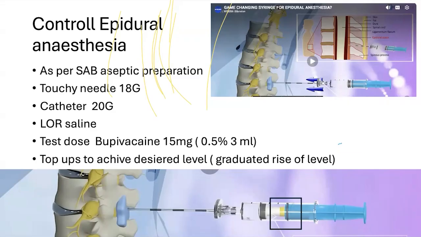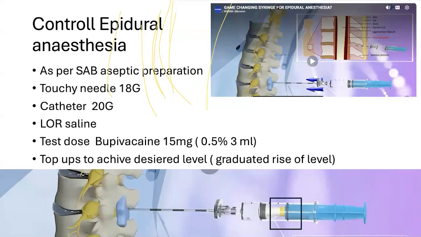We use a Tuohy needle 18 gauge and a catheter 20 gauge. Loss of resistance we do with saline and air, but right now we do it with only saline because air is not sterile. So saline is the recommended way of getting the loss of resistance. And a test dose of bupivacaine 15 milligrams, that is 0.5%, 3 ml will be given. And then the top-ups are given to achieve the desired level.